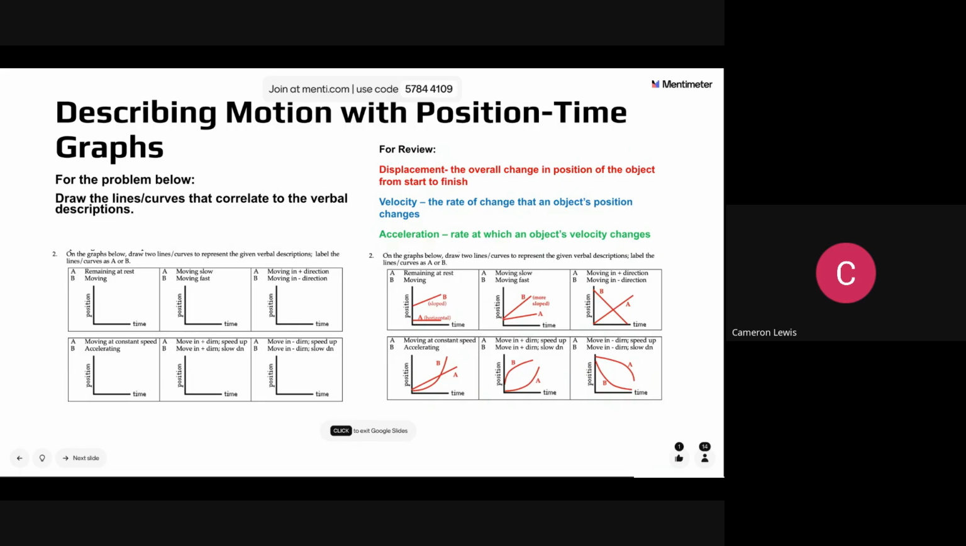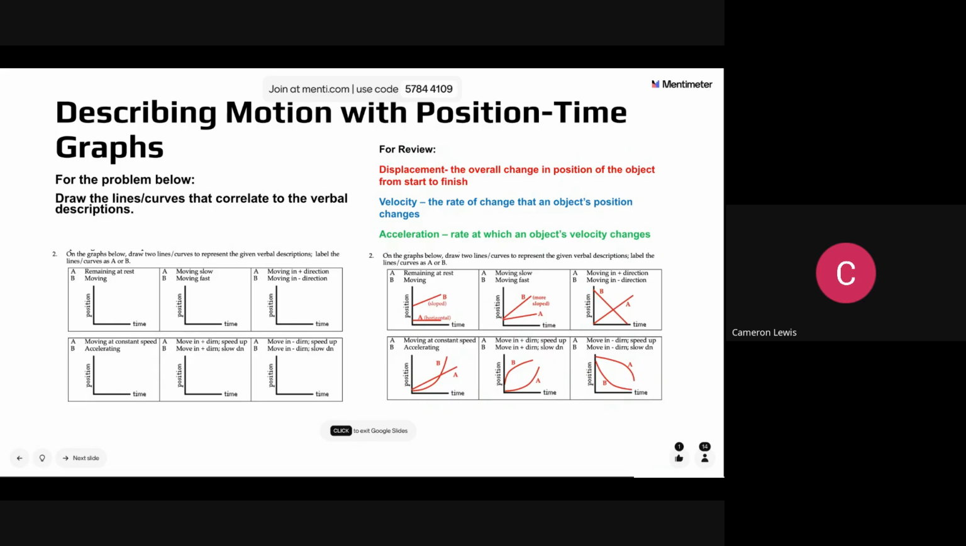Then let's go to the next one, 4. When we have a constant moving speed, we have that straight slope line. But anytime we see some acceleration in the position time graph, we're going to see that curve. So it could be curved up, it could be curved down, but anytime we see acceleration, we're going to see it curved. That's a big thing to be able to remember.